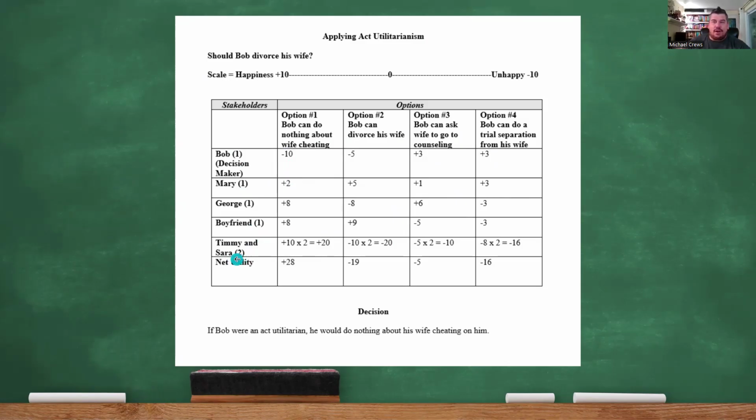But Timmy and Sarah are two. And that changes things. The numbers matter. And this is why we need to have that in there. Because now we multiply the score by two, and you can see that those create higher numbers. And that's what Act Utilitarian cares about. It's like, how do we create the most amount of people happy, right? How do we make them happy?